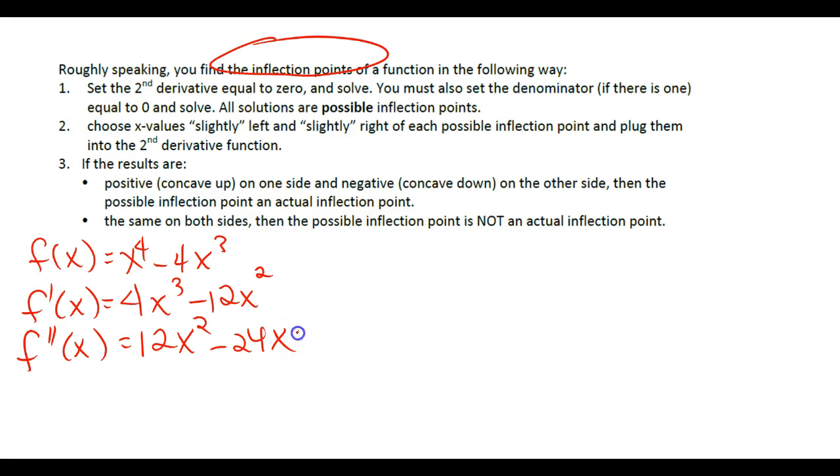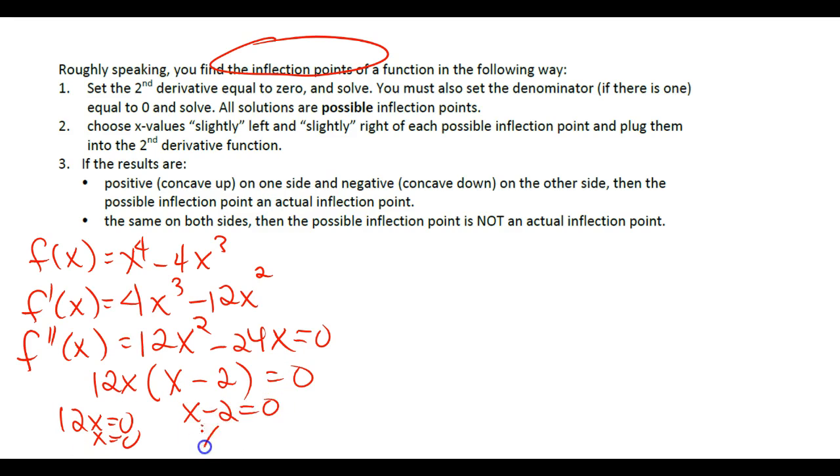All right, let's set this equal to 0 and solve. So basically what I could do is I could factor out a 12x, right? And I'd be left with x minus 2 equal to 0. So 12x equals 0, so x equals 0. x minus 2 equals 0, so x equals 2.